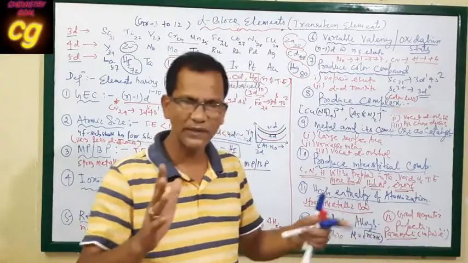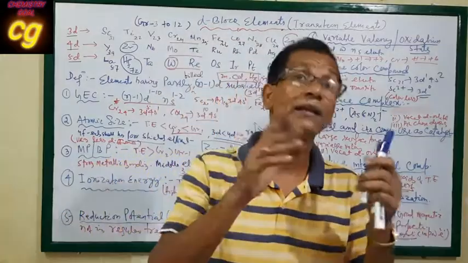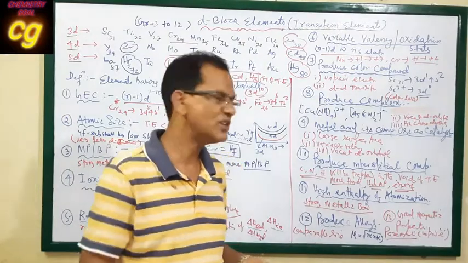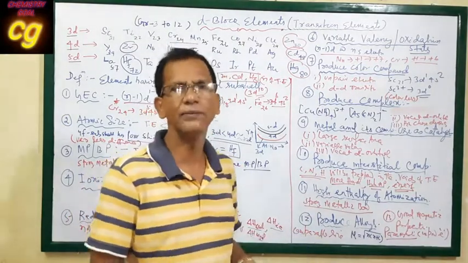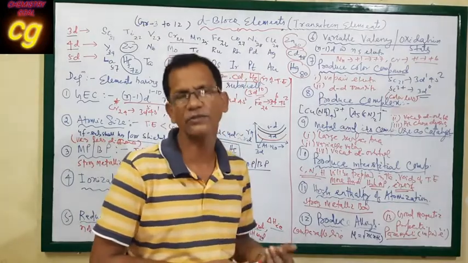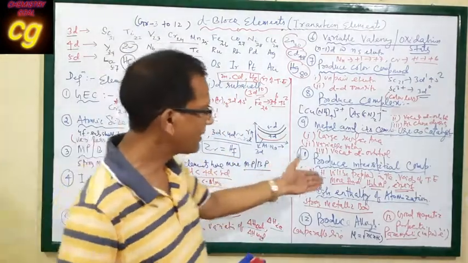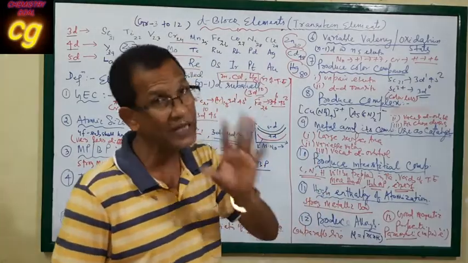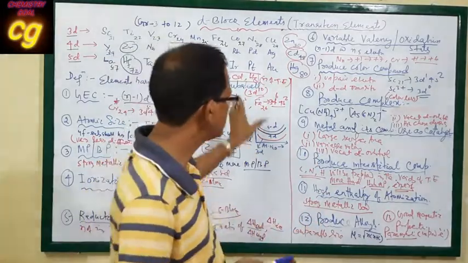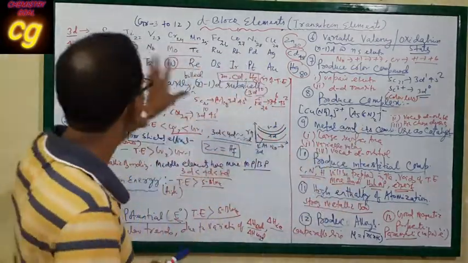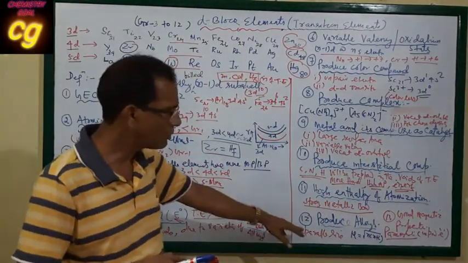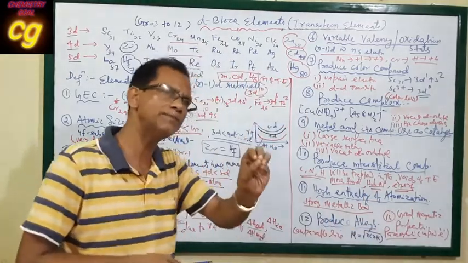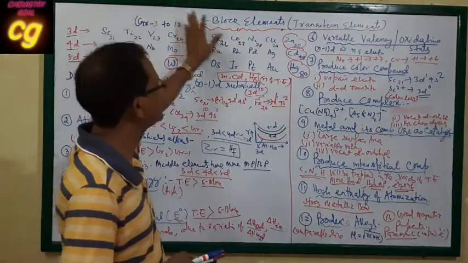That's why transition elements show more magnetic properties. Already you know that iron, chromium, nickel show good magnetic behavior. Some are paramagnetic, some are diamagnetic. Paramagnetic means they have unpaired electrons, diamagnetic means they have paired electrons, no unpaired electrons. These are some important properties of transition elements. How many properties did we discuss? 13 properties. These 13 properties are very important characteristics of transition elements.